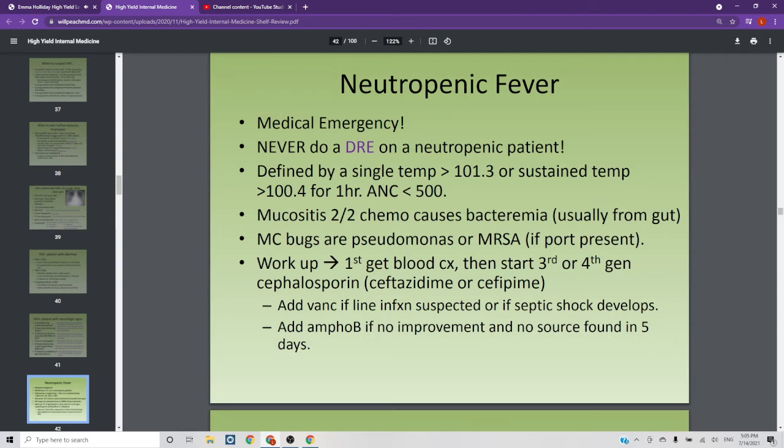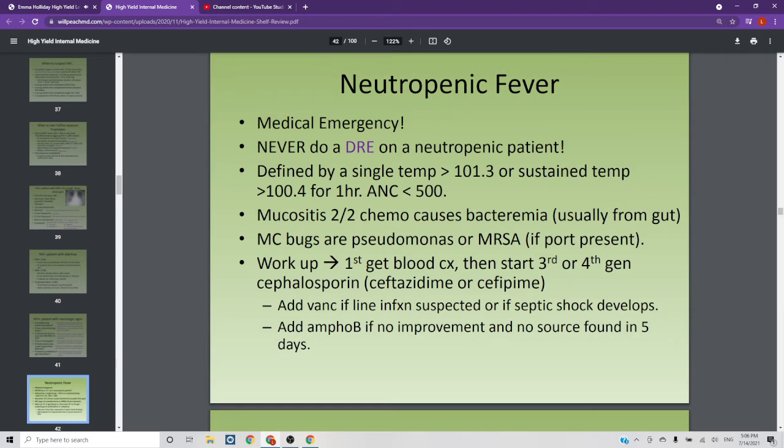So we define neutropenic fever by a single temp that's super high or a sustained temp that's a little bit more low grade for more than an hour, and the absolute neutrophil count is less than 500. The most common cause of bacteremia, we kind of hinted to this, is mucositis. Anywhere along the GI tract, the bacteria can just translocate due to the inflammation. Most common bugs here are Pseudomonas and MRSA, especially if they've got a port for chemo.